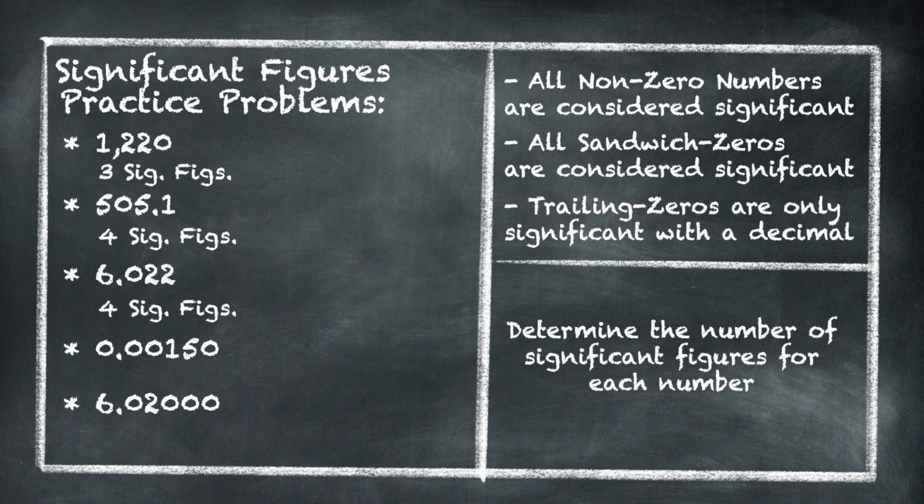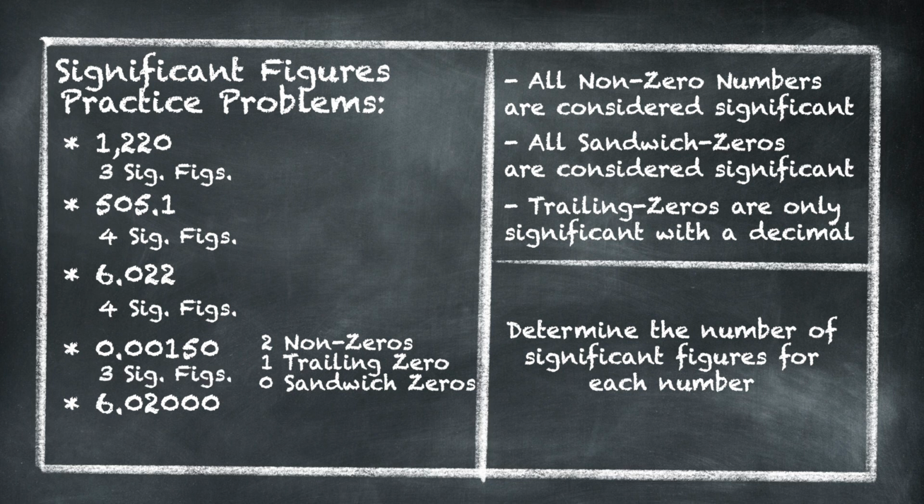Then we have our fourth one, 0.00150. Okay, we have two non-zero numbers here, the 1 and the 5. We do have a decimal place, so we do have a trailing zero, the 0 after the 5. We don't see any sandwich zeros here, and we need to know that those zeros before the first non-zero are considered leading zeros, and leading zeros are never significant. We have two non-zeros, one trailing zero, giving us a total of three significant figures.